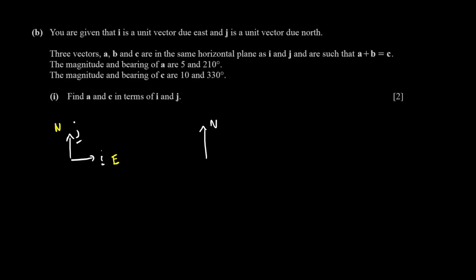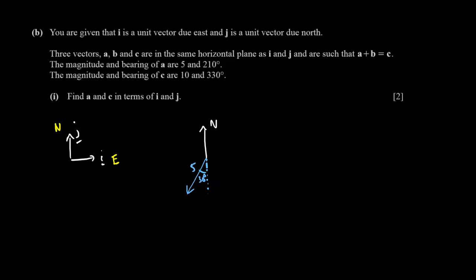So what's the vector A going to look like? Well, it's got a magnitude of 5 and it's at a direction of 210. So 210 degrees is going to be something like that, where the angle this makes with the downward vertical is going to be 30 degrees. Why is that? Because the angle going from north all the way to south is 180. If you add another 30 degrees, you're going to get 210.